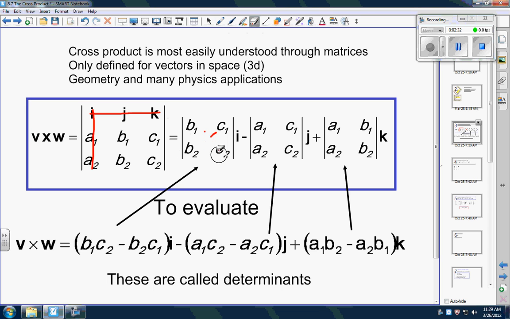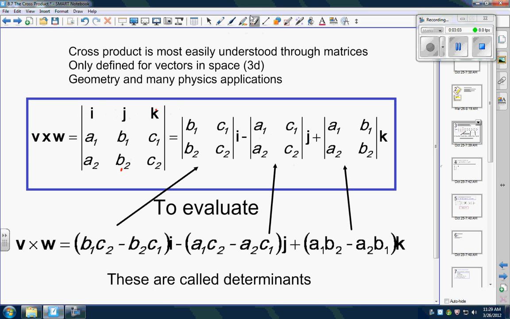Now, the formula has one wrinkle in it, and that's this little minus sign here. So after you do your first determinant, you move over to the J's. So you cross the J's out. The 4 remaining things form your new 2x2 matrix, A1, C1, A2, C2. Again, cross multiply and subtract, starting with this diagonal right here. So these 2 things minus these 2 things. There's your J component.